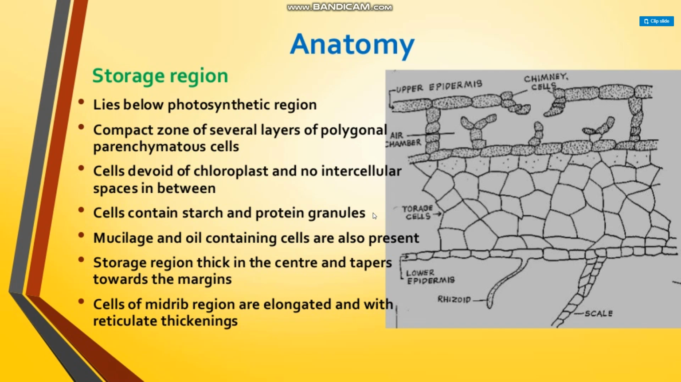Second is the storage region, which lies below the photosynthetic region. It is a compact zone of several layers of polygonal parenchymatous cells devoid of chloroplast and with no intercellular spaces between them. Cells contain starch and protein granules; mucilage and oil containing cells are also present. Storage region is thick in the center and tapers towards the margin, and cells of the midrib region are elongated with reticulate thickening. So this figure shows the storage region.